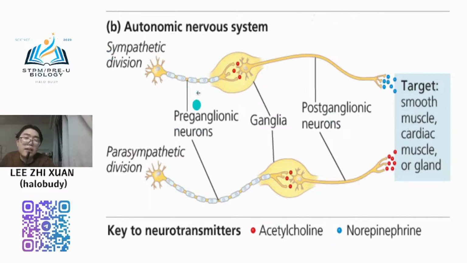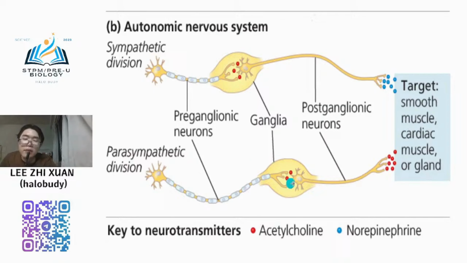And then what are the differences between the sympathetic and parasympathetic nervous system in terms of structure? You see that the preganglionic for sympathetic is shorter compared to parasympathetic, because parasympathetic is longer. For sympathetic, preganglionic is shorter but postganglionic is longer. For parasympathetic, preganglionic is longer but postganglionic is shorter. This is one type of difference in terms of neuron structure.